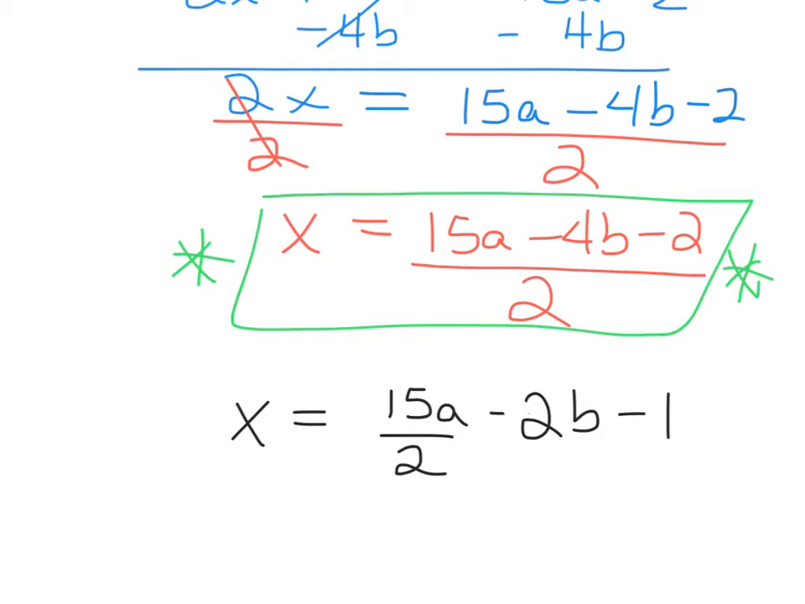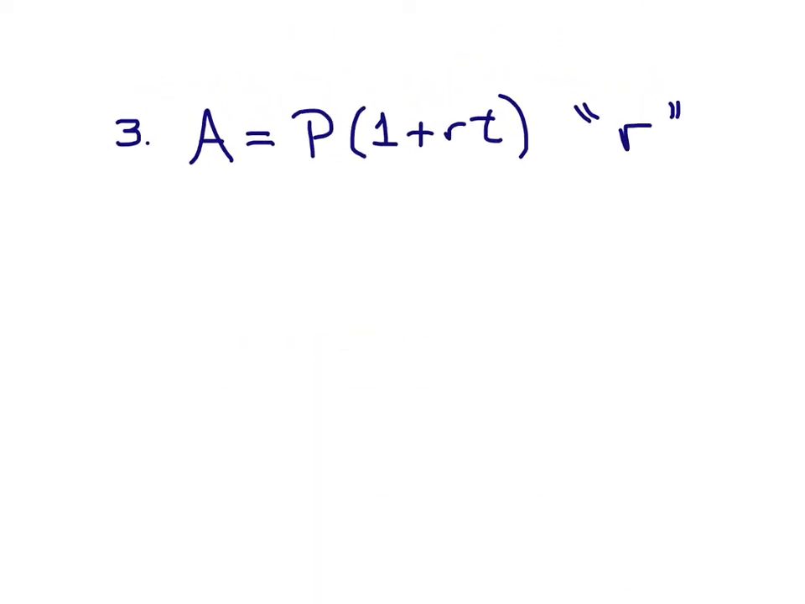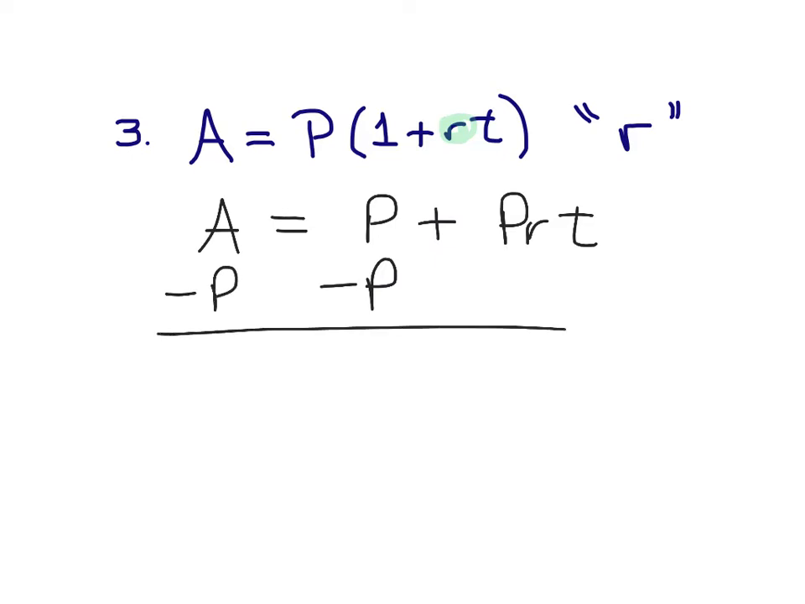All right, let's try example 3. This time we want to solve for the letter R. I'm trying to get R by itself. So the first thing I'm going to do is distribute the P. So I get A equals P plus PRT. I'm still trying to get R by itself, so I'm going to move the P by subtracting it. And then I get A minus P equals PRT.